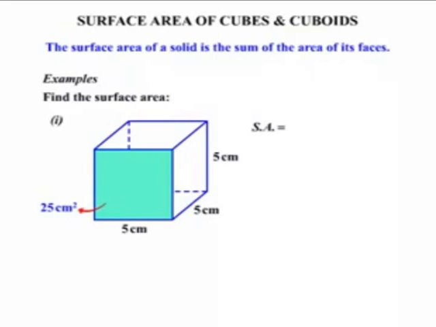Now we need to find the surface area of the entire cube, and this will be, each of the sides are equal and there are 6 of them. So the total surface area is 6 times 25, and that gives us 125 centimeters squared.